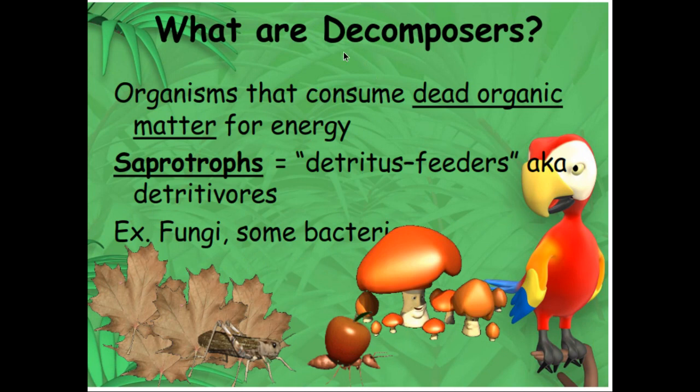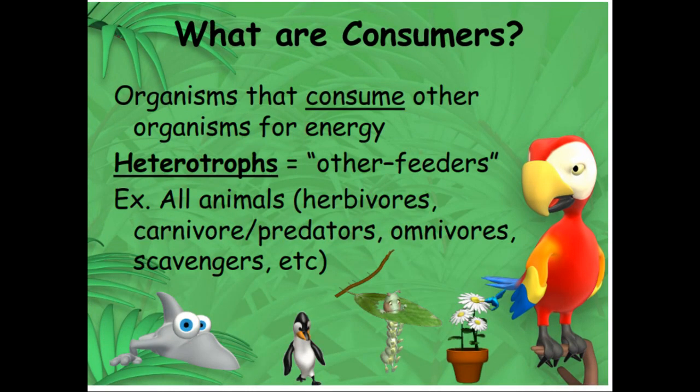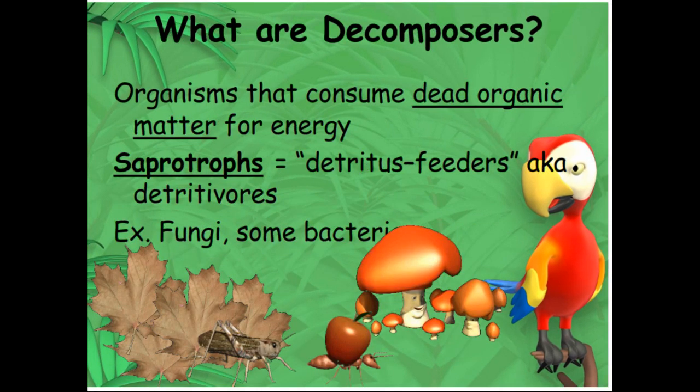There's another term called decomposers. A decomposer is an organism that consumes dead organic matter for energy. So they're not consuming live things, they're consuming dead things, but they still need energy, and that's where they're getting it from. And so we have what's known as a saprotroph. It's detritus feeders, detritivores. Those are things that live on dead organic matter or detritus. So this is a fancy word for a decomposer. So notice that all of these, autotroph, heterotroph, saprotroph, they're just fancy words for producer, consumer, and decomposer.